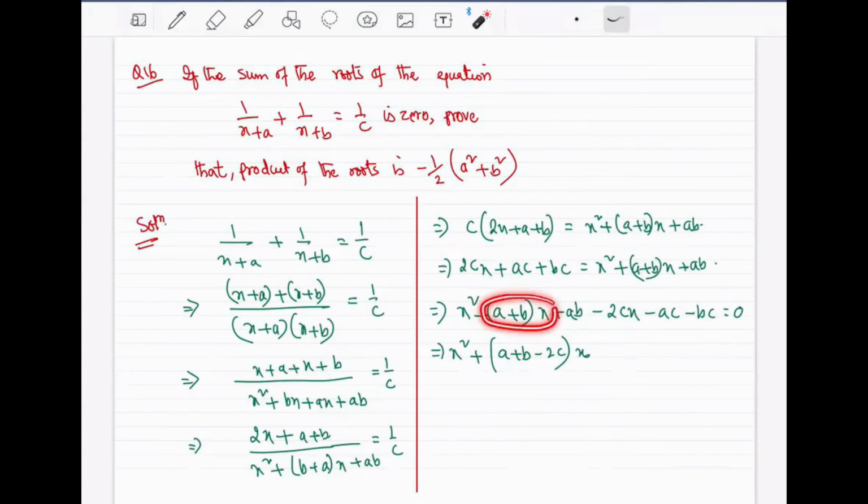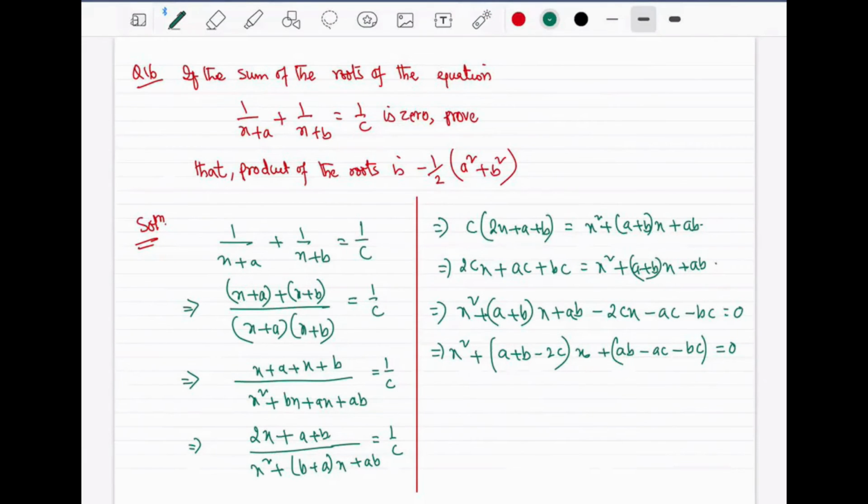Remember, we have taken out this term and this term. What is remaining then? ab, ac, and bc. Let's put it behind. Plus ab minus ac minus bc equal to 0. Okay, what is the constant term part? This is the constant term part. So let's put them inside bracket.